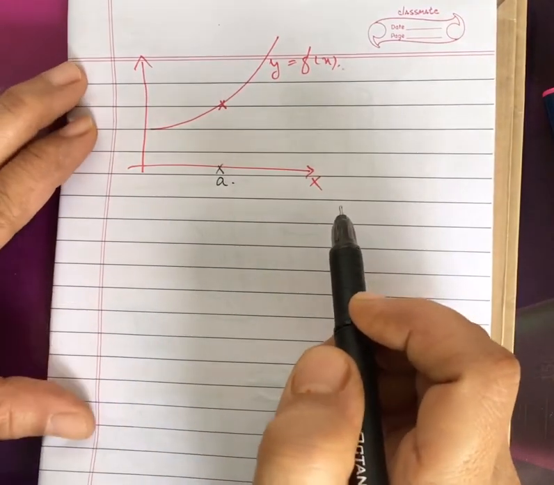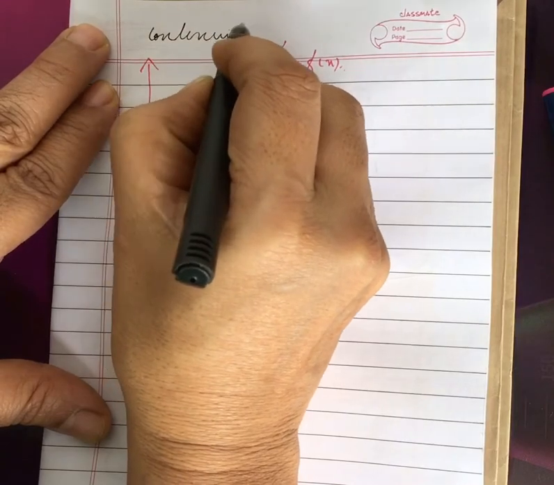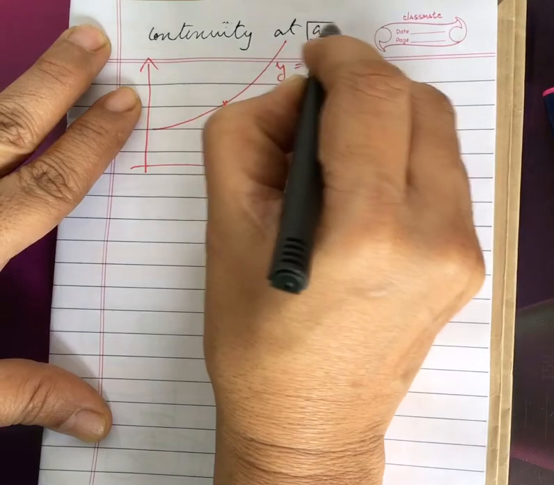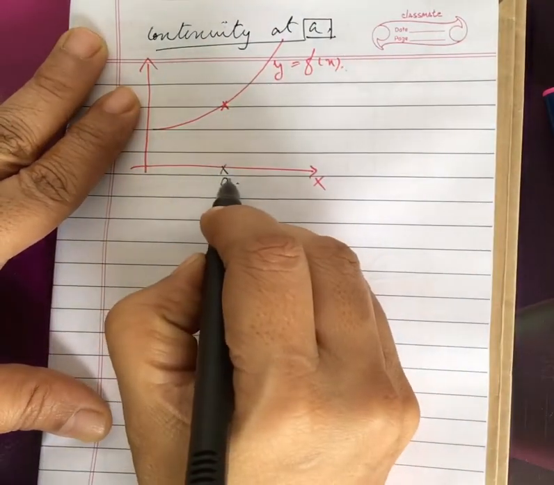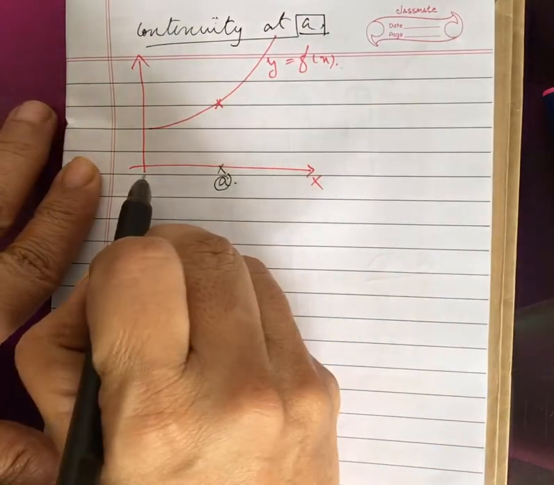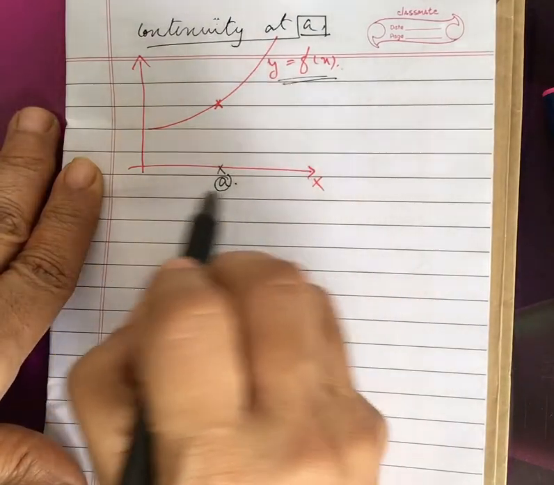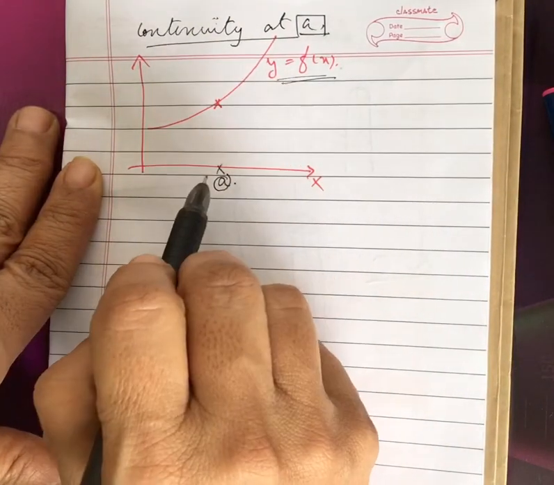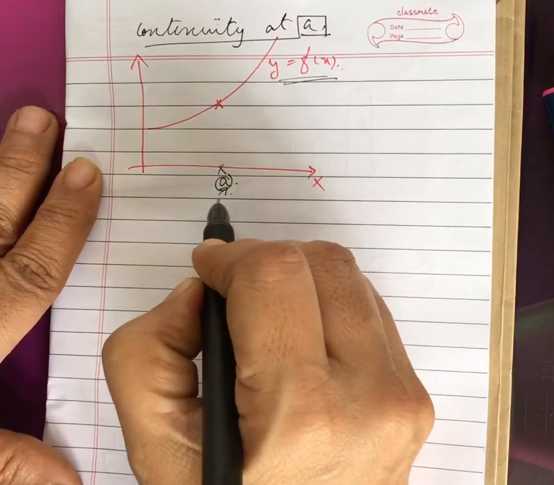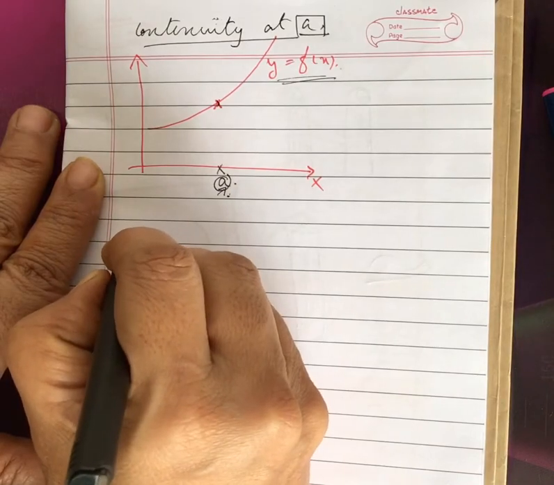Today's topic is continuity. Continuity at a point. Continuity at a point A. This A is a point taken from the domain of the function. Usually for real functions, the domain of the function is always real numbers or a subset of real numbers. So A is a point from the domain of the function, and continuity at A is defined as follows.